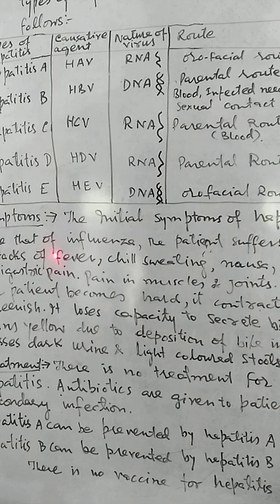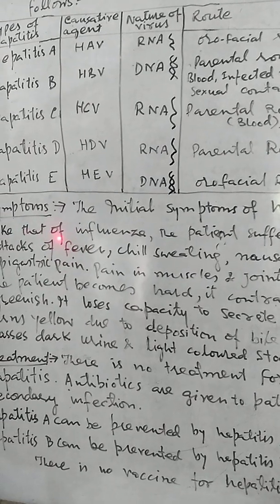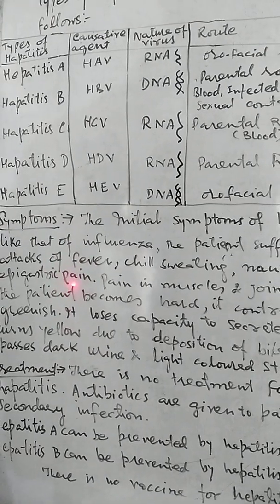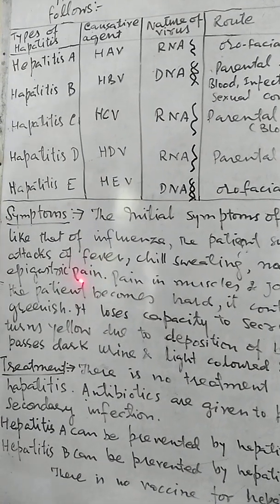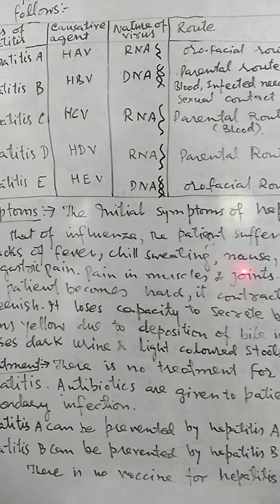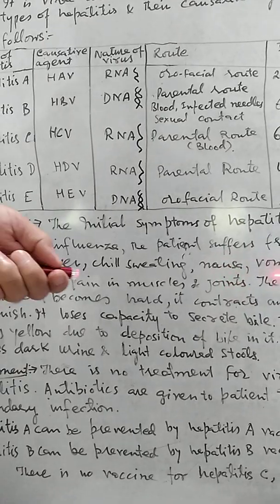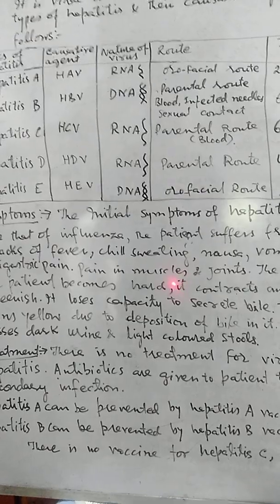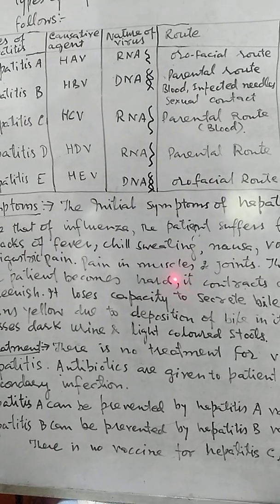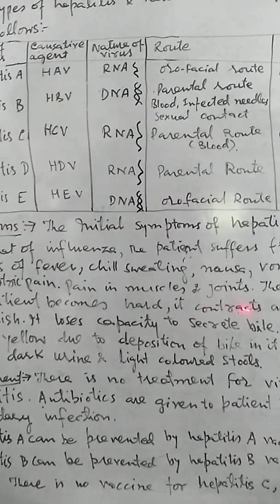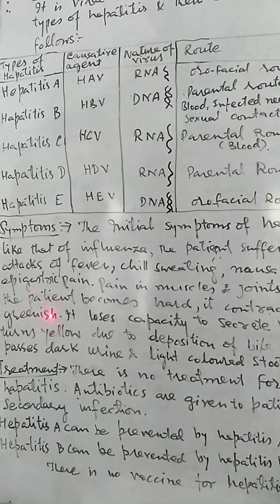Epigastric pain. Epigastric pain means pain in the upper part of the abdomen. There is pain in muscles and also in joints. The liver of the patient becomes hard. Normally the liver is soft. It is the largest gland in the body. It contracts and turns greenish. Its color becomes green.